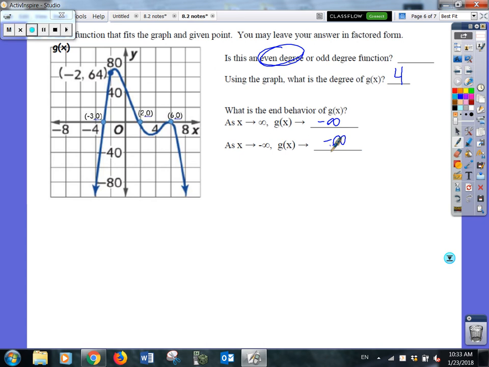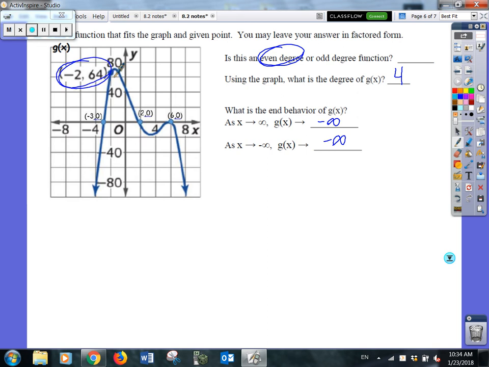All right, so now back to that original question. Write a function that fits the graph and the given point. Now, think about a parabola. Y equals ax squared plus bx plus c. The a value tells you if it points up or down. It tells you how wide or skinny the graph is. When we have this specific point right here, we have to be able to figure out the a value.